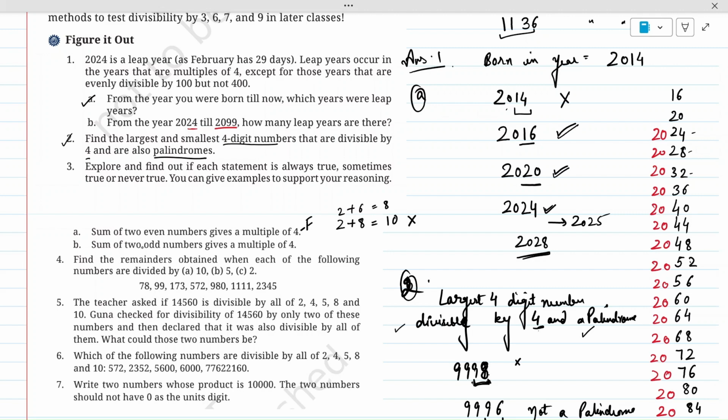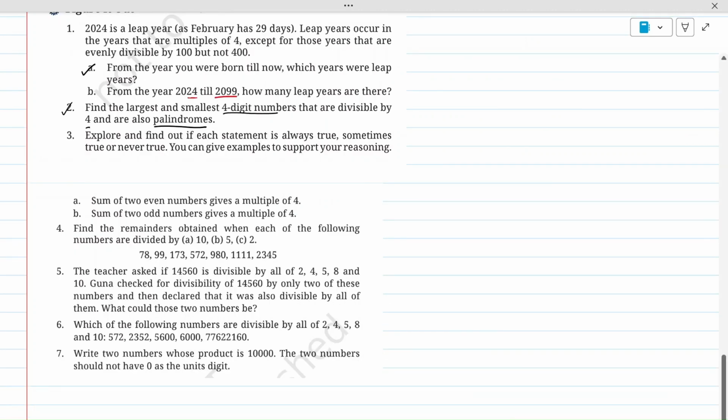Next we have: sum of two odd numbers gives us a multiple of 4. Let me take 3 and let me take the other number as 7 here. Again it will give me 10, which is not a multiple of 4. So this is false. At the same time, if I take 3 and 1, it will give me 4, which is a multiple of 4. But since it is not always true, I have marked this as false. So this is false and false we have done.